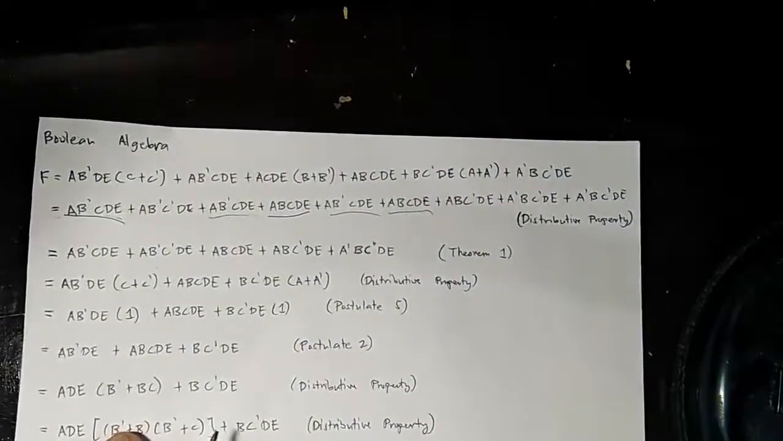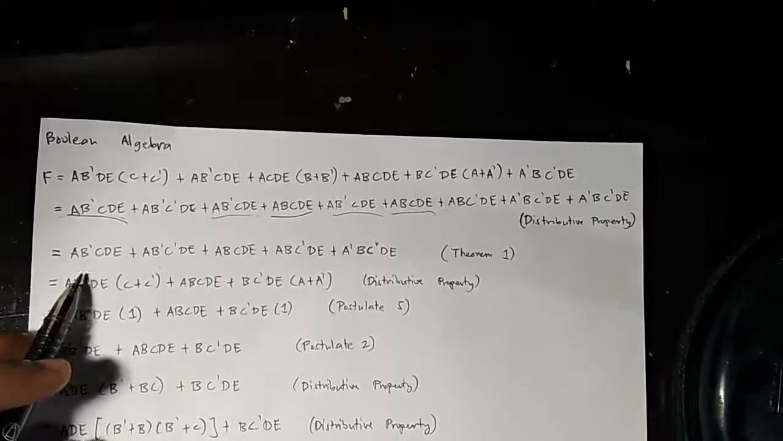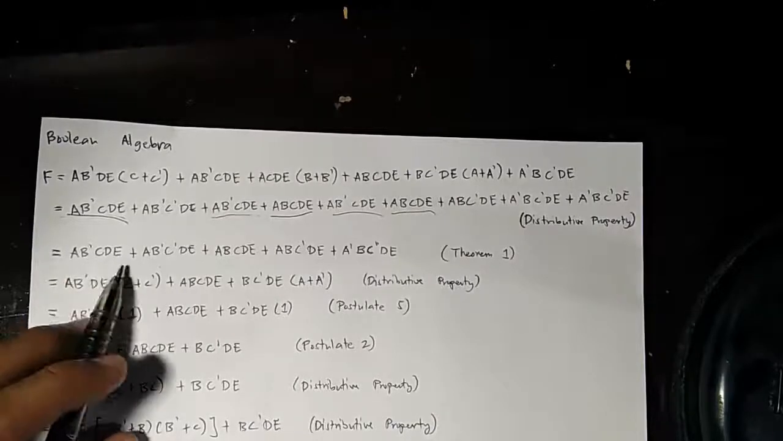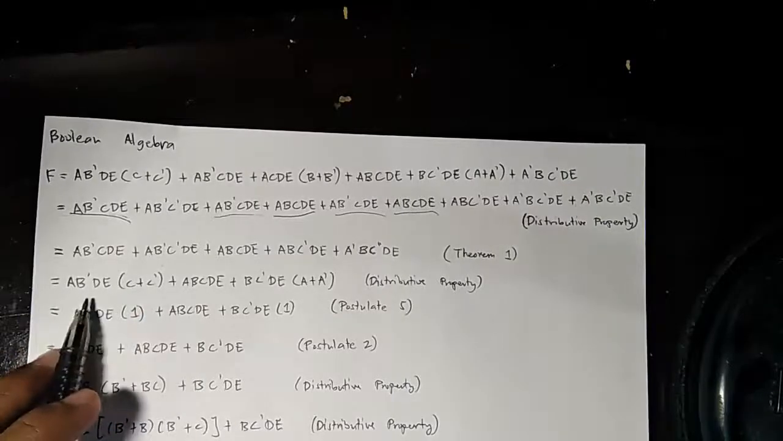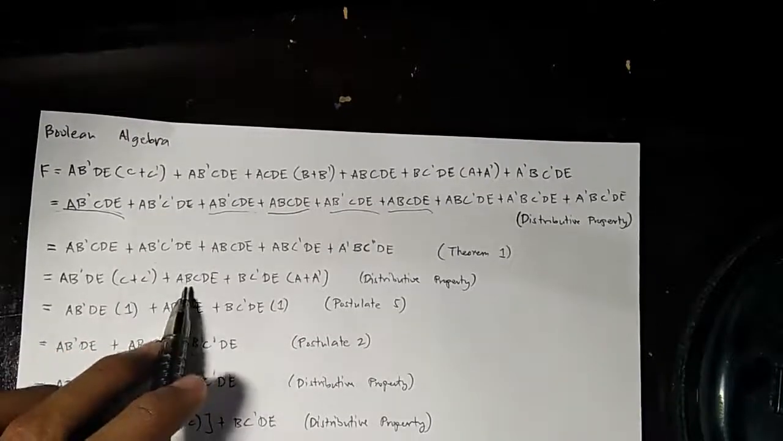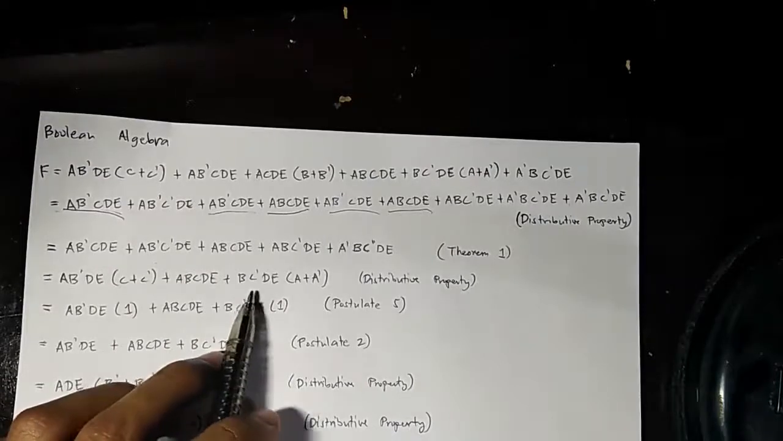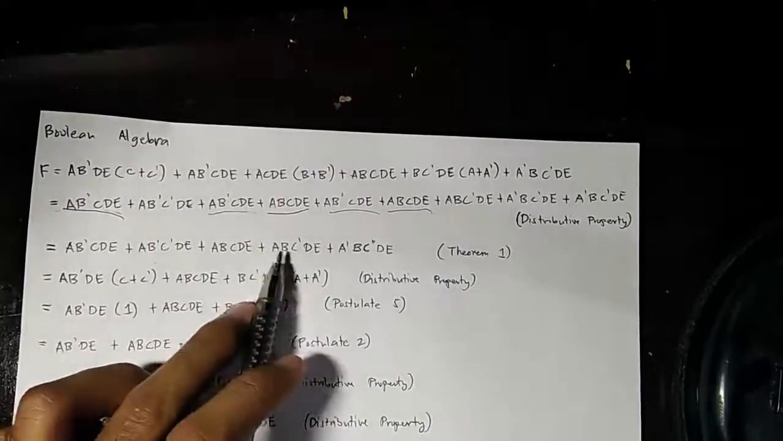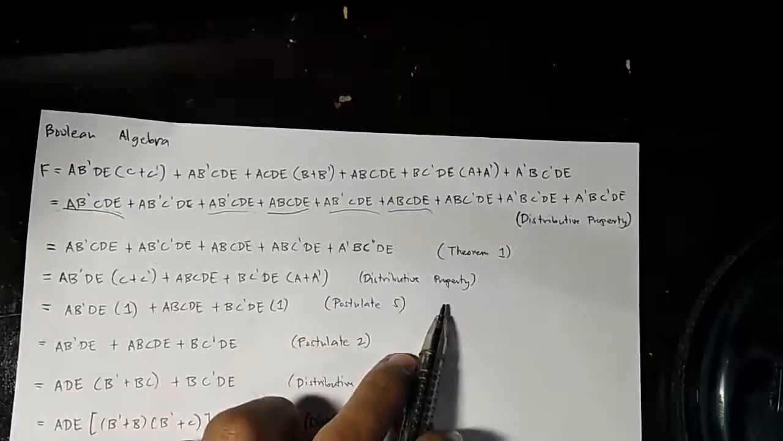And then by distributive property, we're gonna factor out again the similar term. So here we have a common term or a common literal, AB' and DE. Here is the common, we factor it out, and what's left is C or C'. Here ABCDE will remain the same, and here we factor out the common literals BC'DE, and what's left inside is A or A', these two. This is according to distributive property.